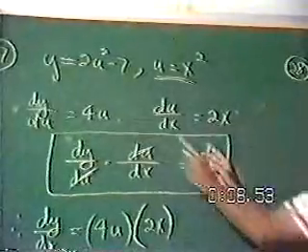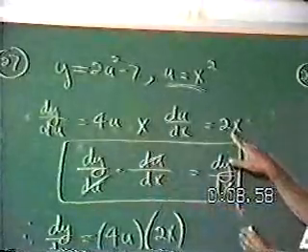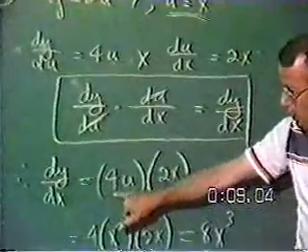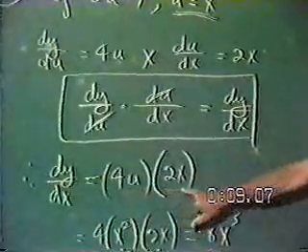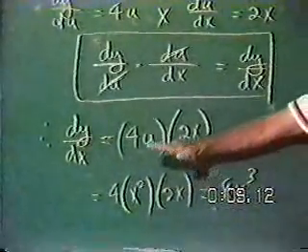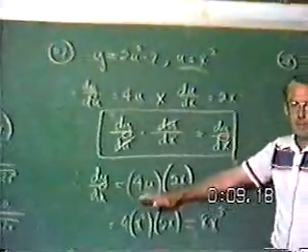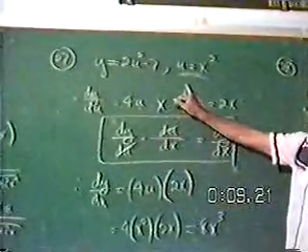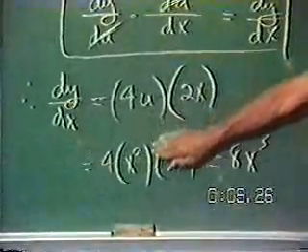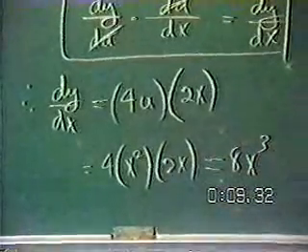So what that says then is to go take dy du times du dx. So looking down at the next line here, dy dx is dy du times du dx, and the answer is then 8ux. Now, if you wish, you can go back to the original problem and substitute u is equal to x squared, plug that in where you have the u, and you have 4x squared times 2x, which is equal to 8x cubed.